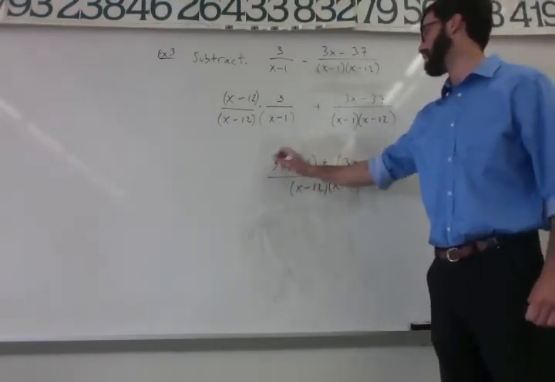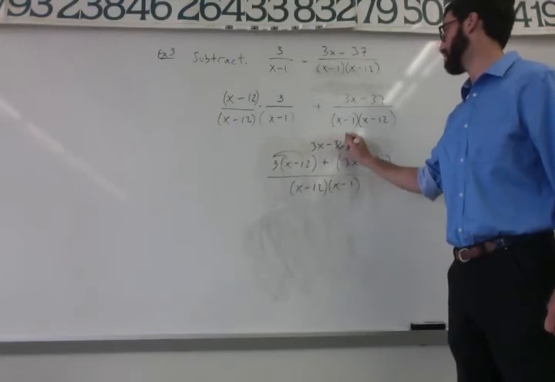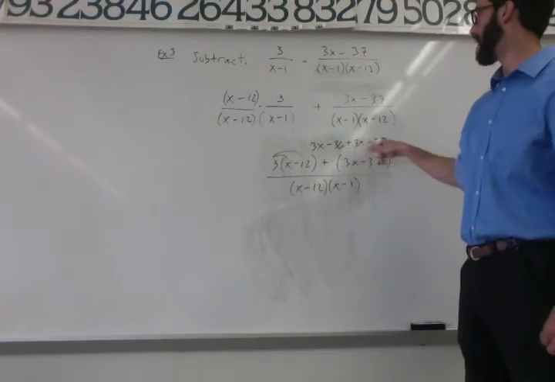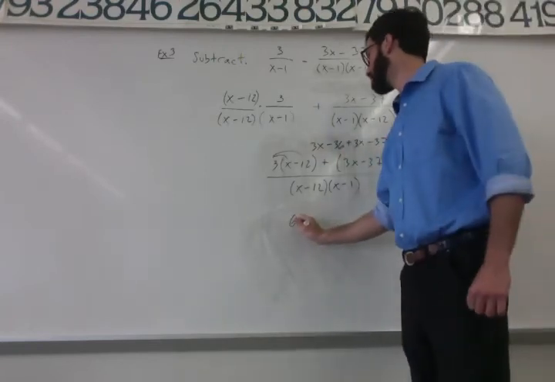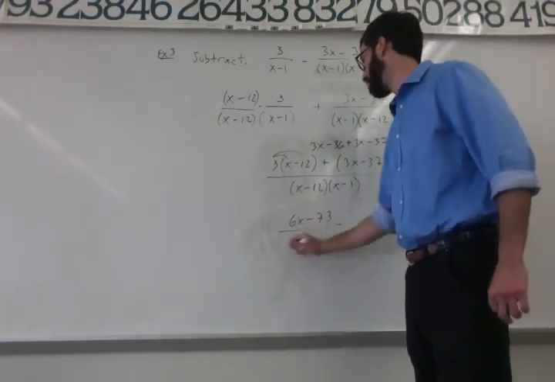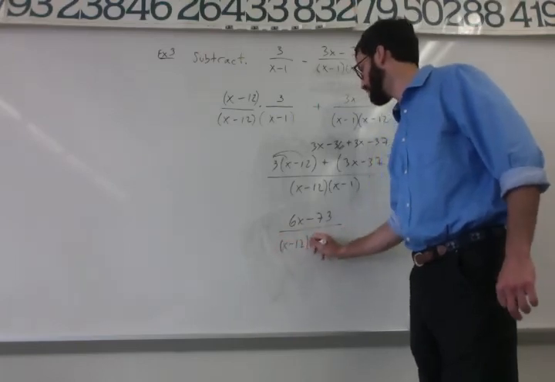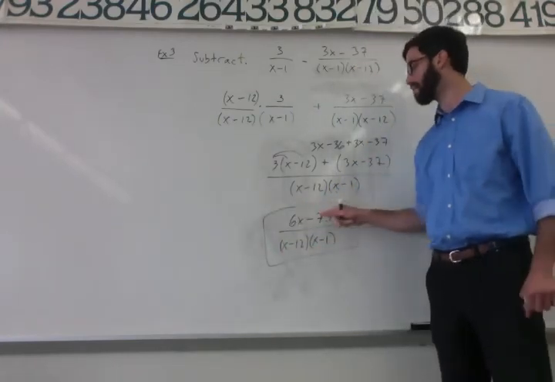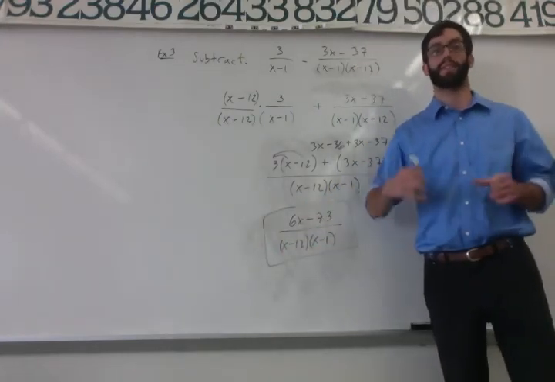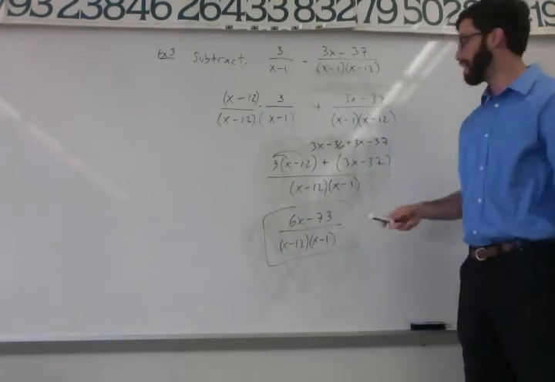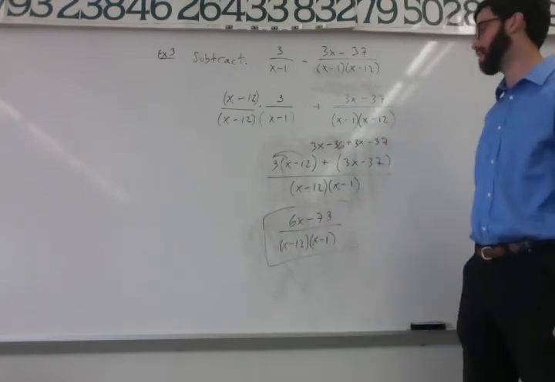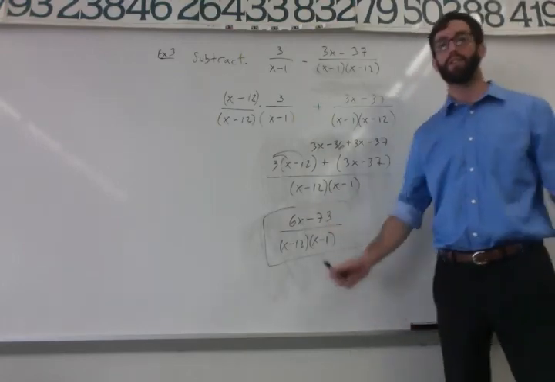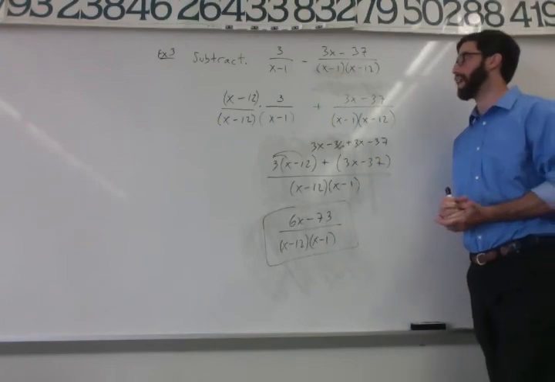And let's see what we'd end up with. 3x minus 36 plus 3x minus 37. We'd have 6x minus 73, 6x minus 73 all over x minus 12, x minus 1. And there's no common factor between 6x and 73. If there was, if you could take out like a 3 or a 2 or something like that, you'd want to do that just to see if there's a common factor top and bottom. All right, but here, 73 is a prime number, so we can't do anything else. All right, just a little bit about adding and subtracting, and that's it.